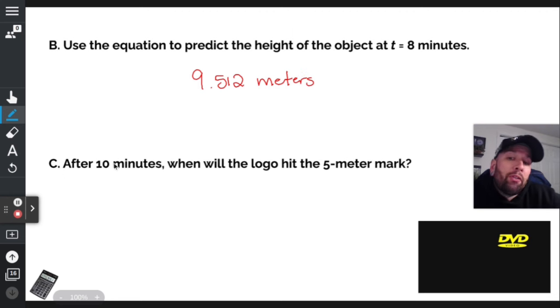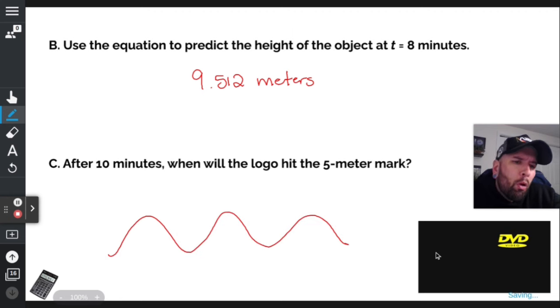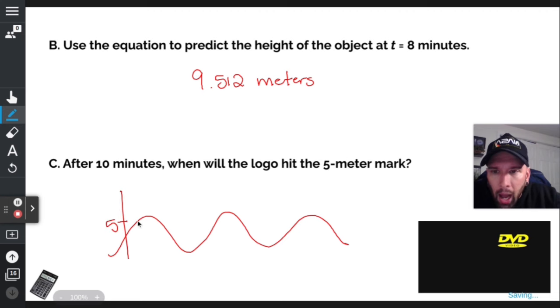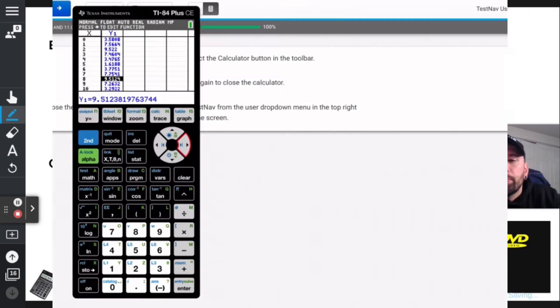C is, after 10 minutes, when will the logo hit the 5-meter mark? Since this is sinusoidal and it is a sine, there's going to be multiple times where this goes up and down and up and down and hits 5 meters. I care about when, after 10 minutes, the first time it hits the 5-meter mark. Okay, so let's see what we come up with.